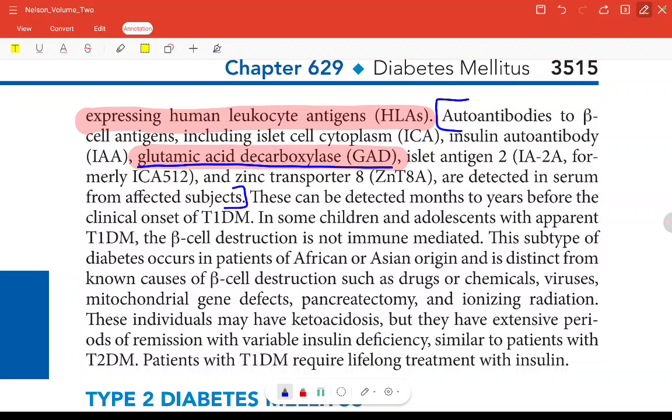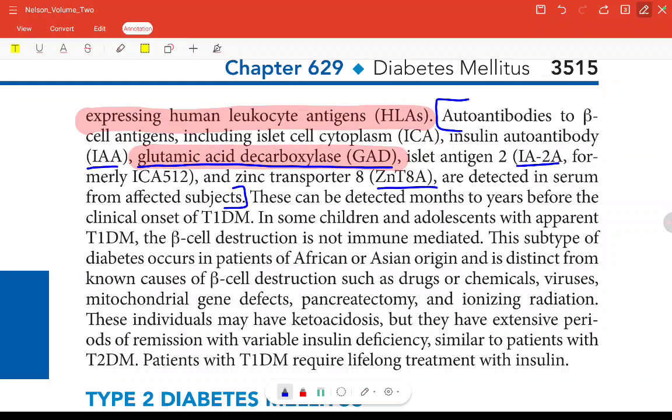Okay, let's read the antibodies again. Autoantibodies to beta cell antigens, including the islet cell cytoplasm, insulin autoantibody, IAA, GAD, which we read was glutamic acid decarboxylase, islet antigen 2, IA2A, formerly known as ICA512, and zinc transporter 8, ZnT8A. These can be detected months to years before the clinical onset of type 1 diabetes mellitus.